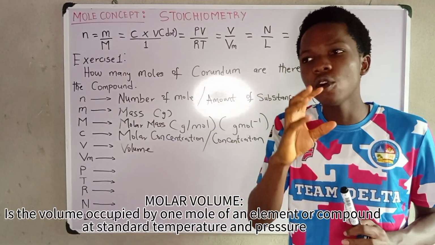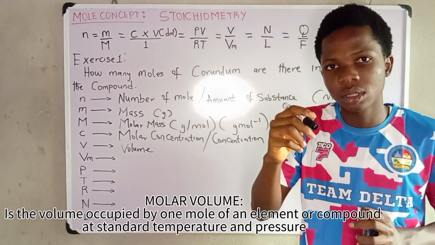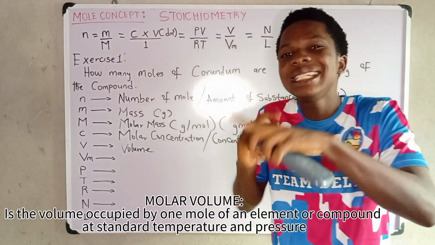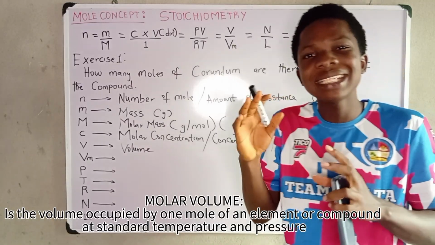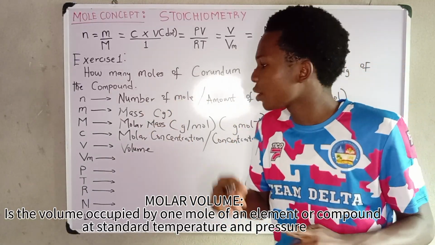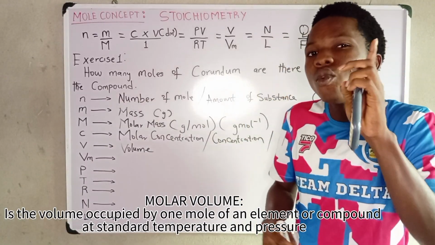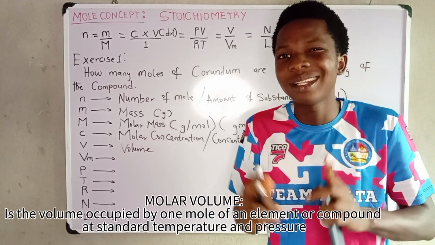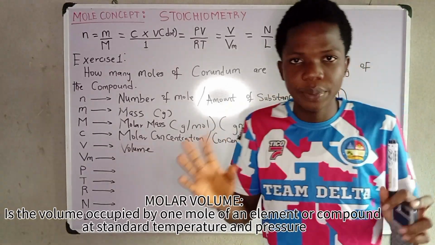Now, molar volume is the volume of one mole of an element or compound at STP. What's the meaning of STP? STP means standard temperature and pressure. What did I say? Molar volume is the volume occupied by one mole of an element or compound at standard temperature and pressure. Now, what is standard temperature and pressure?